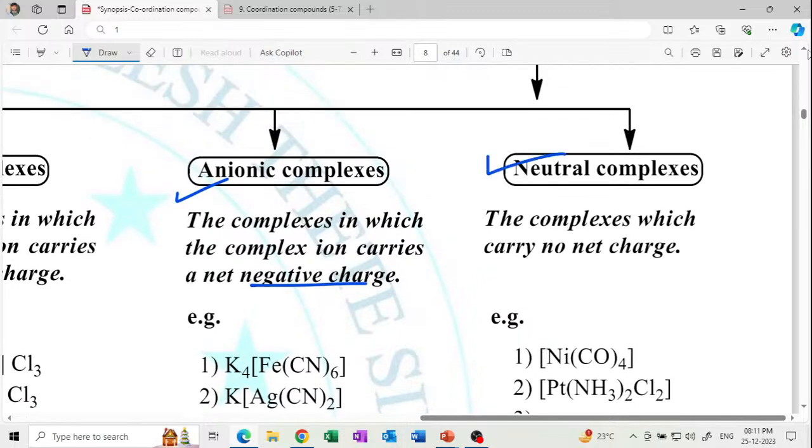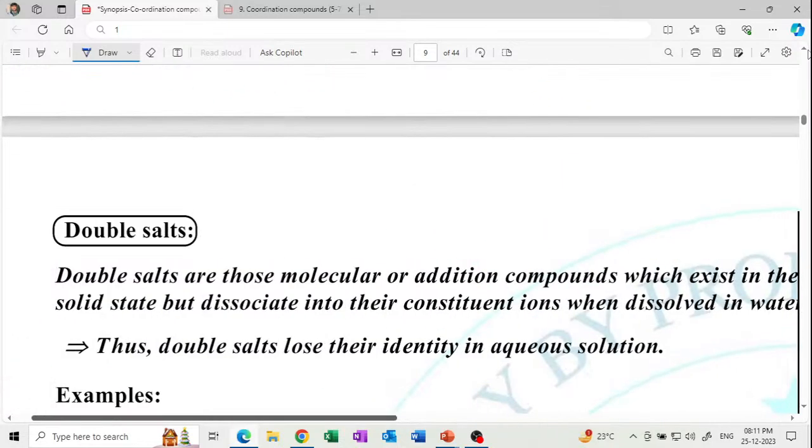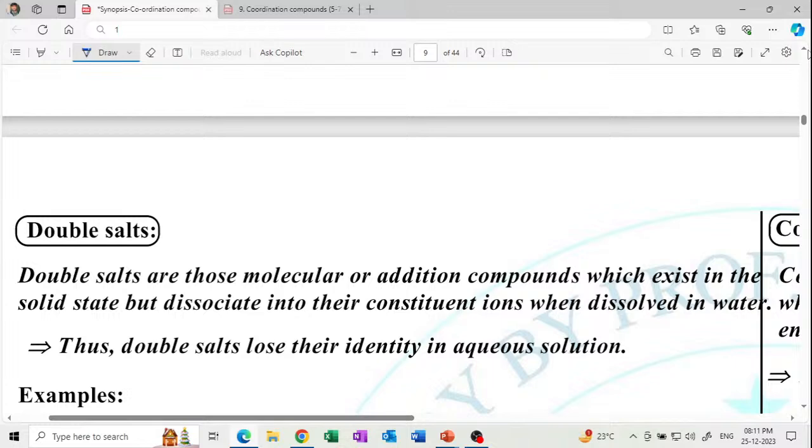Remember the neutral complex example. The complex which carries no charge. Complex which carries no charge, neutral. Cationic, anionic definition and one example. At least you should be able to write one example. Next is the double salt.